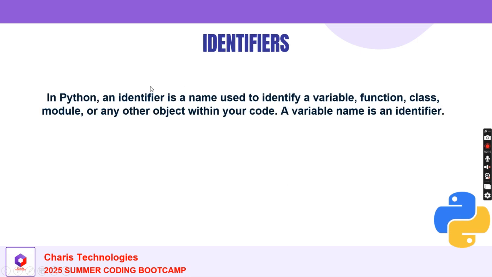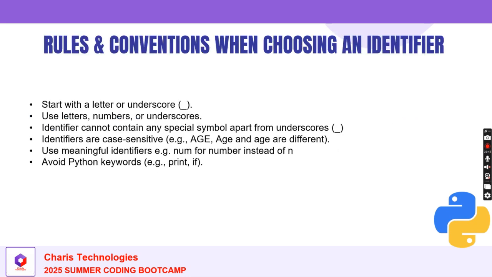Now, identifiers. In Python, an identifier is a name used to identify a variable, function, class, module, or any other object within your code. For instance, the name of a variable actually is an identifier. So an identifier is just a name for a variable, function, class, or module. Like I said, the variable name is an identifier. Now there are rules and conventions when choosing an identifier. There are rules you should follow.